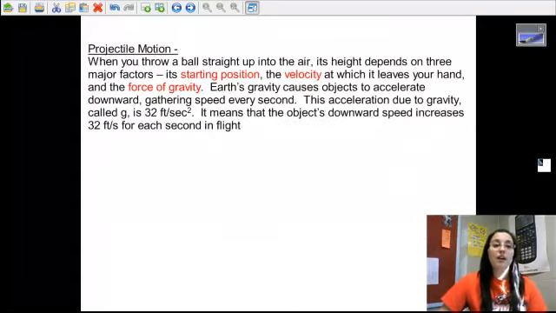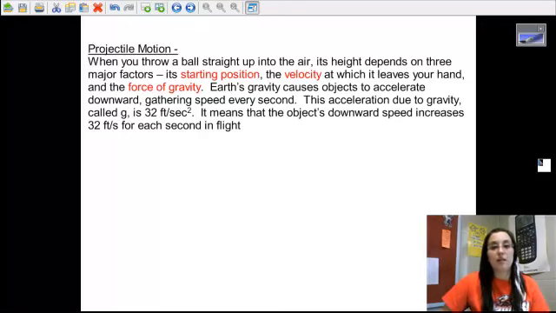A lot of the examples that we're going to be working through with quadratics have to do with projectile motion. It's like the example when you throw a ball up into the air. If you throw a ball straight up into the air, its height, how high it is above the ground, depends on three things. It depends on where it starts, so probably about how tall you are; the velocity at which it leaves your hand, basically meaning how hard you throw it and which direction; and then the force of gravity.